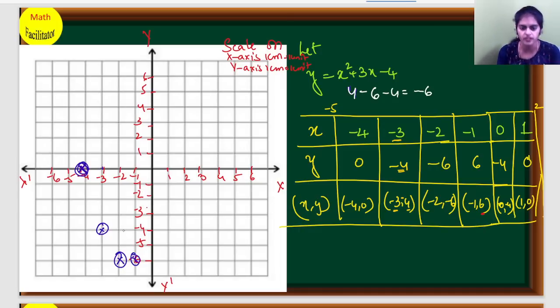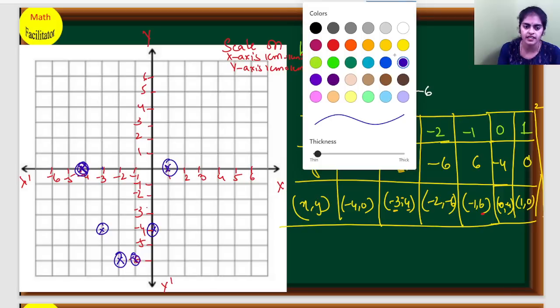So this is the next point. And 0, comma, minus 4. 0 on x-axis and minus 4 on y-axis. This is the point now. 1, comma, 0. 1 on x-axis and 0 on y-axis. This is the point. Now joining this.